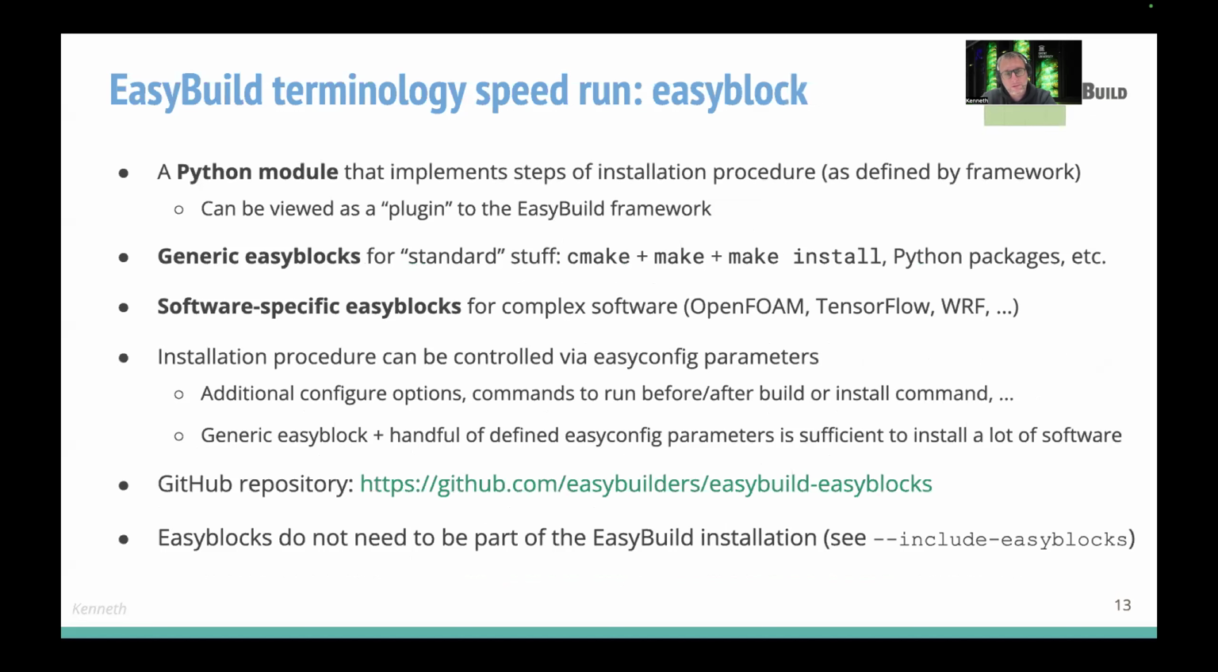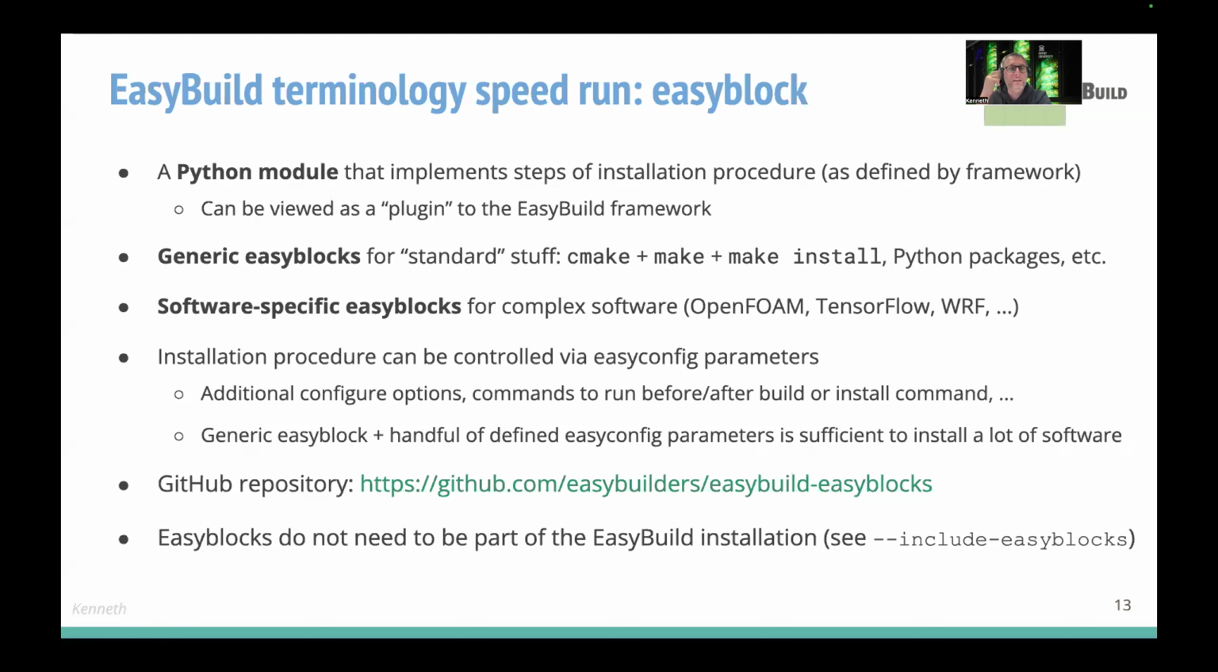Then there's an EasyBlock. An EasyBlock is really a single Python module. You can look at it as a Python script, and it's something that interacts with the EasyBuild framework. So it leverages all the functionality that's available in there to define a specific installation procedure. So for example, when you install something with first calling cmake and then calling make and make install, there is a dedicated EasyBlock, a dedicated Python script available in EasyBuild that defines that specific installation procedure.